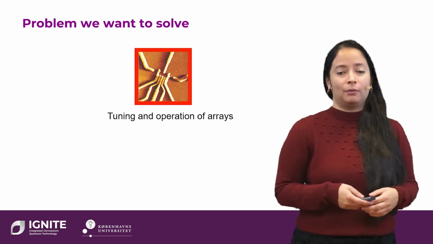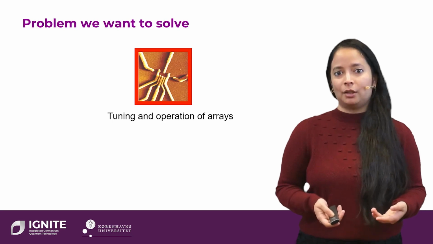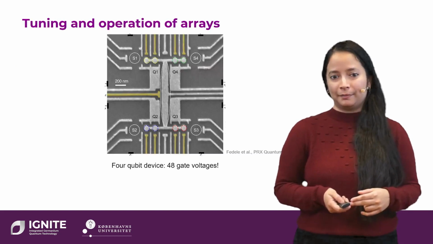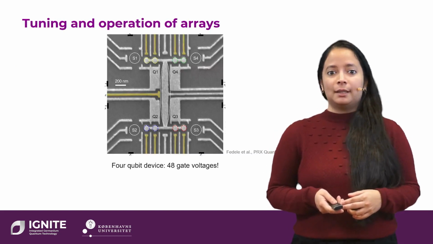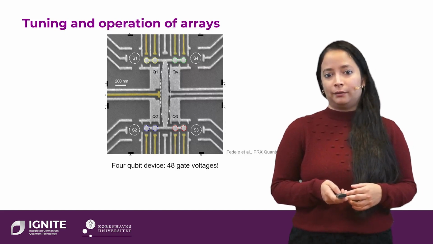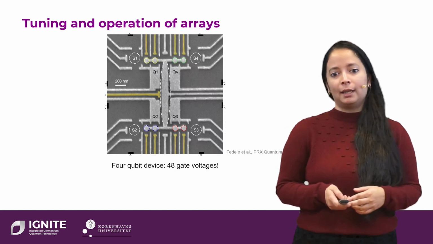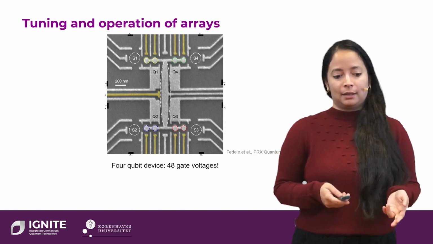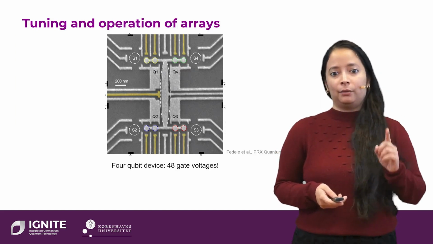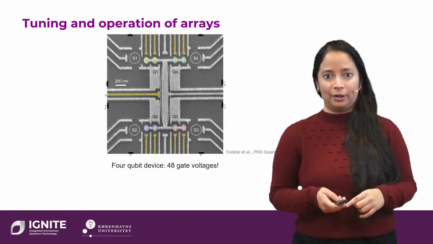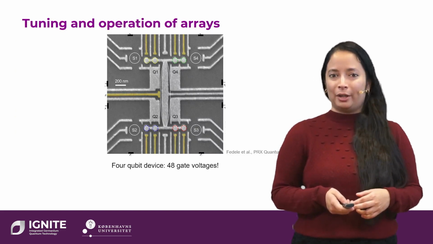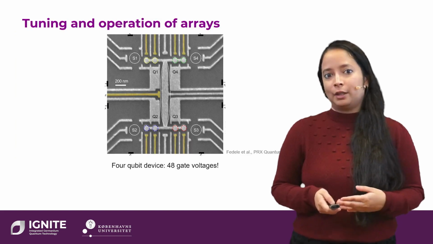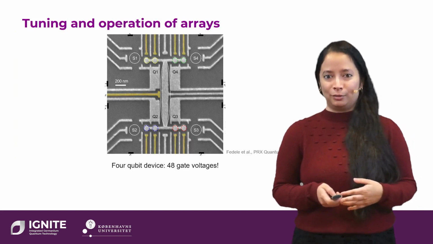However, one of the problems we want to solve is how to do the tuning and operation of arrays that are larger than just trapping a single or two electrons. The tuning and operation of arrays becomes quite difficult when you start to look at a 4-qubit device, which was made at the University of Copenhagen, which already has 48 gate voltages. Here, this would mean that you would have to, by trial and error, find 48 voltages that you have to apply on each of these electrodes. And this can take quite a while, especially because your voltages can drift and move around over time. So it would be much better to have, for example, a computer do this instead of a graduate student.